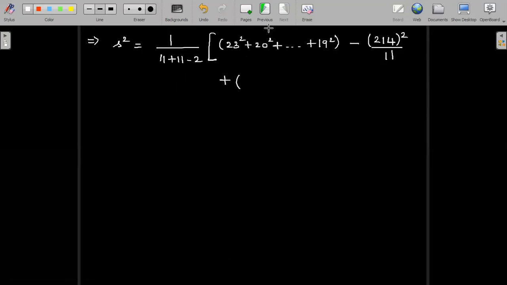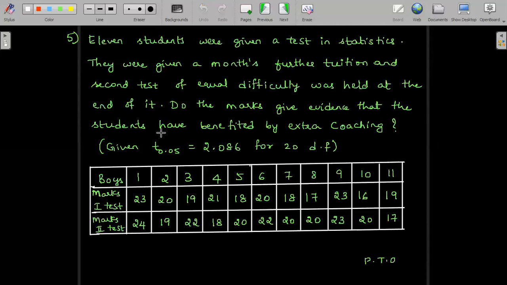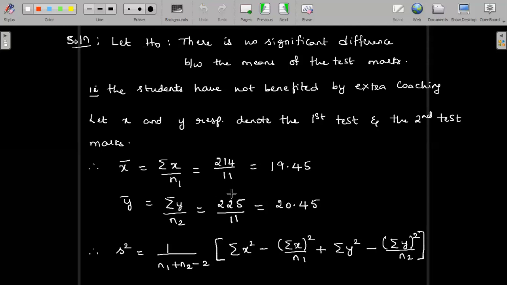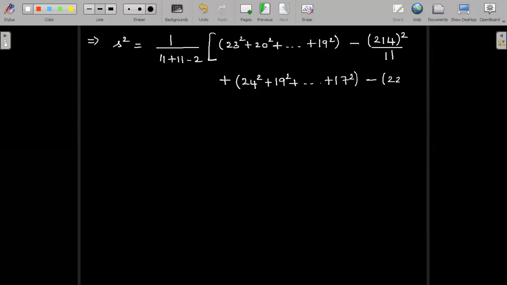And similarly, let us not close the bracket here. Continuation, summation Y square. Y is second test marks: 24 square plus 19 square, etc., up to 17 square, the last term. Minus sum of all Y values, which is 225, so 225 whole square divided by 11.